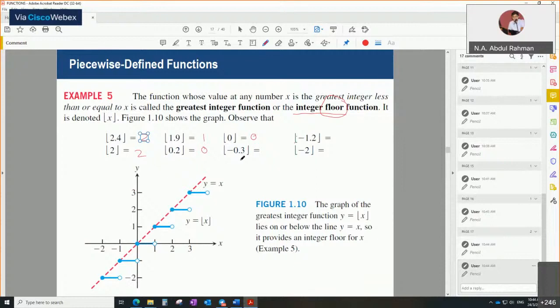Then negative 0.3. What do you think will be the value? Can you answer in the chat? Okay, we have one answer, 0. Remember, it must be lower than the number itself. Let me draw you a number line. This is 0, this is negative 1, this is 1. Because we have negative 0.3, you have to choose a lower value, negative 1. So you have here negative 1, and then this one you have negative 2. And of course this one is a whole number, so we have negative 2. Good.